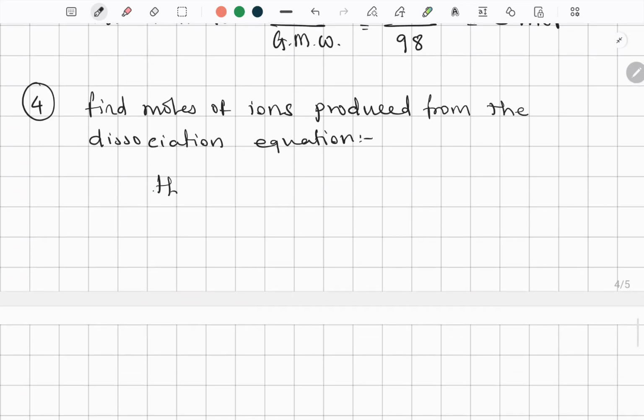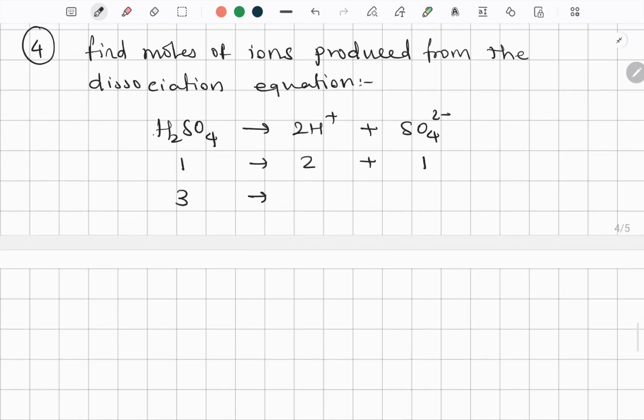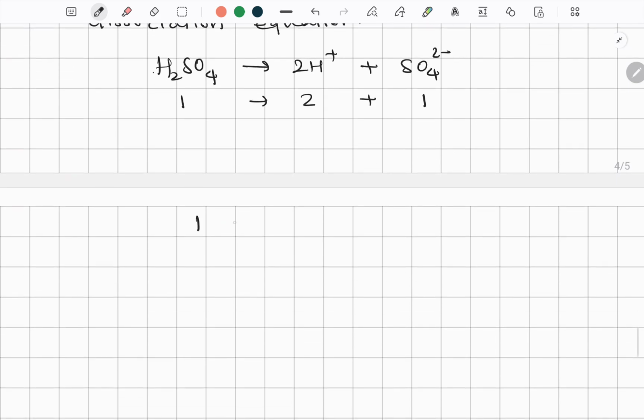Okay, so as we saw there, one H2SO4 dissociates and gives 2H plus and 1 SO4 2 minus. Am I correct? Perfect. So if one is giving you 2 and 1, then if we have 3 moles of H2SO4, 3 moles of H2SO4 will give you how much? If 1 is giving you 2, then 3 is going to give you 3 into 2 and 3 into 1. Am I correct?